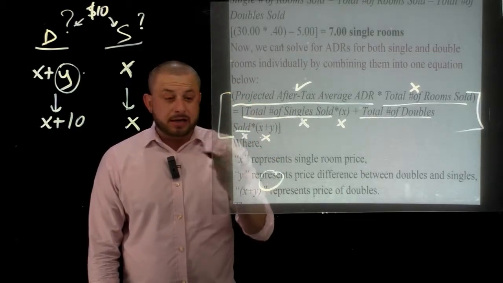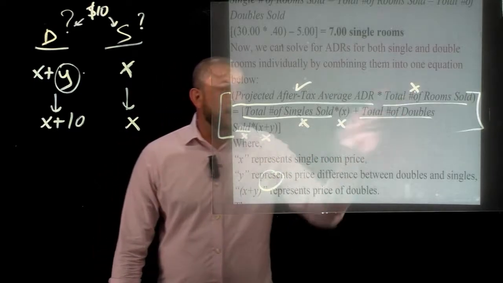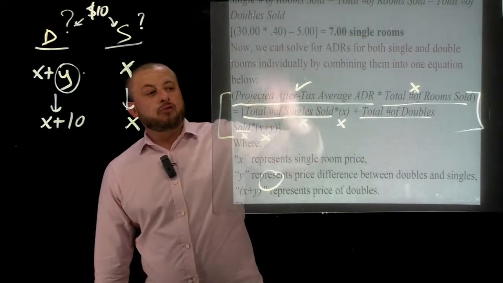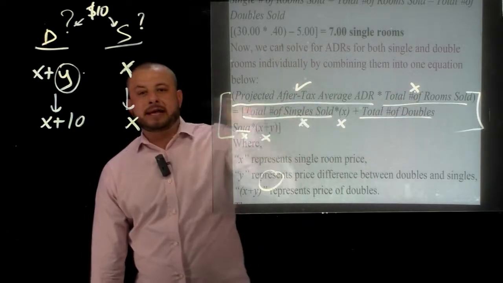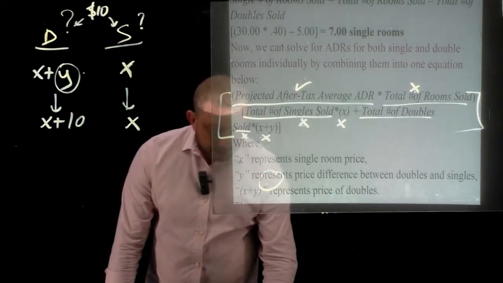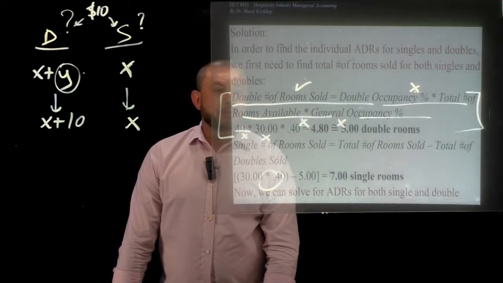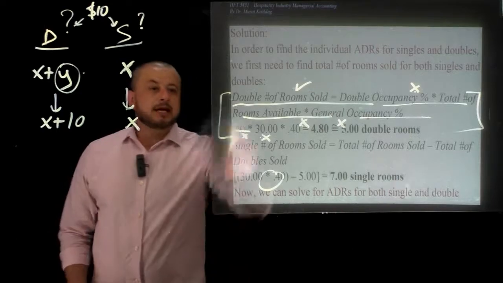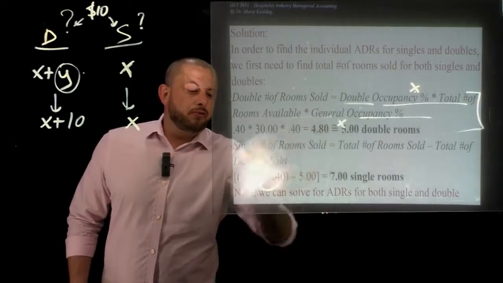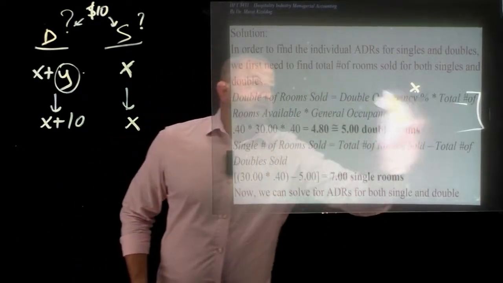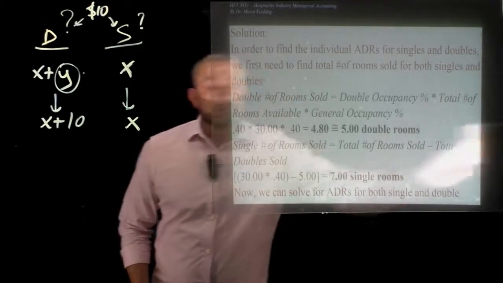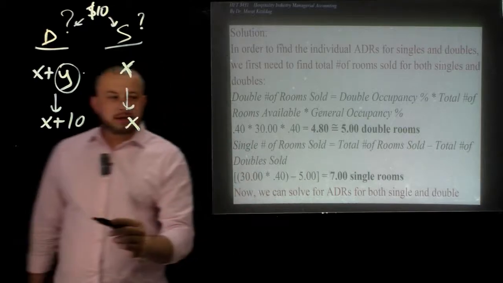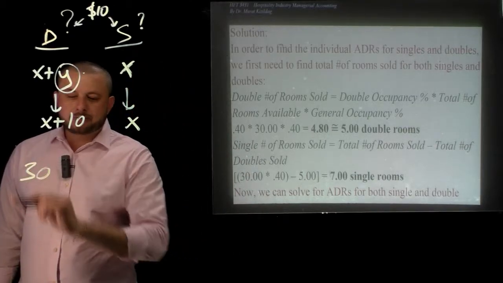So look at the unknowns I have. 1, 2, 3, 4, 5. Okay? All I have to do, I'm going to go back, solve for all these unknowns before I get to the final solution, guys. Okay? Let me go back up to the top part of my solution, and then let's solve for the total number of rooms sold, total number of doubles sold, and total number of singles sold. Guys, I know that I have 30 rooms, right?